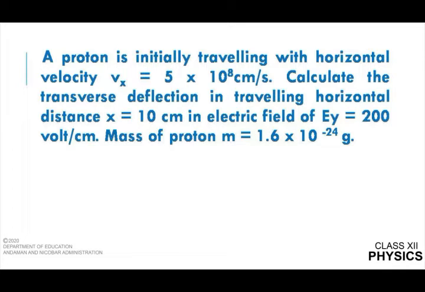I am going to repeat the question. A proton is initially traveling with horizontal velocity Vx is equal to 5 into 10 power 8 centimeter per second. Calculate the transverse deflection in traveling horizontal distance x is equal to 10 centimeter in electric field of Ey is equal to 200 volt per centimeter. Mass of proton m is equal to 1.6 into 10 power minus 24 gram.